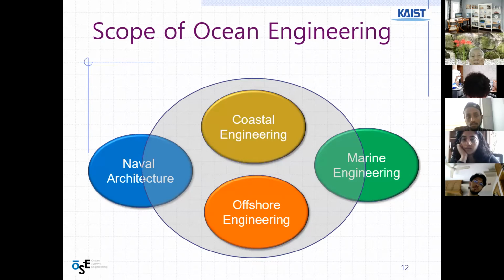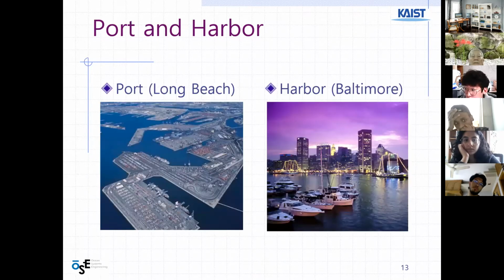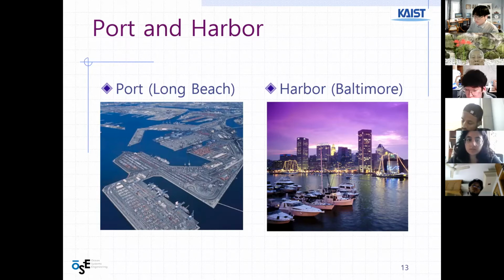So the scope of ocean engineering can include coastal engineering and then offshore engineering mainly, and then part of marine engineering, part of naval architecture. And in coastal engineering, one big area is port and harbor. They are trying to differentiate between port and harbor in terms of this figure here.